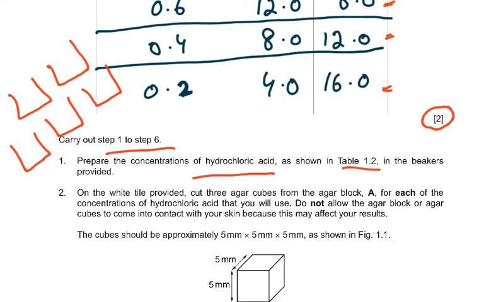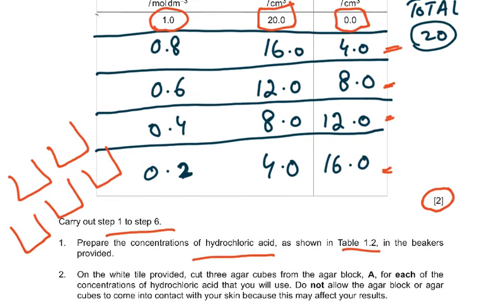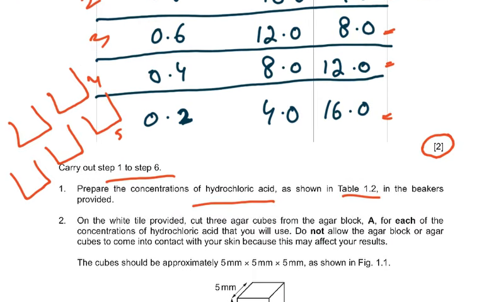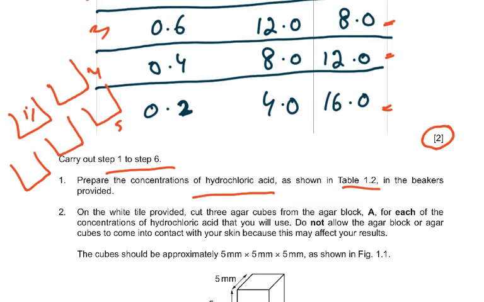So you've got 5 here, 1.8, 1.0, 0.8. So you have 5 actually: 1, 2, 3, 4, and 5. So you have 5 concentrations, so you have 5 beakers and you label them 1%, 0.8 and so forth, right? Prepare the concentration of HCl as shown. So you have 5 beakers, 5 concentrations, and you have 20 cm of each. All of them have the same volume.